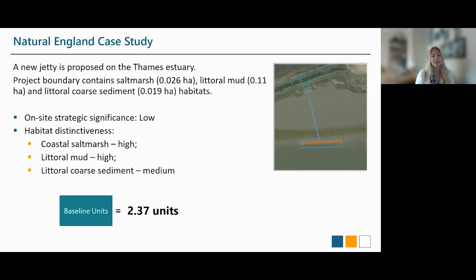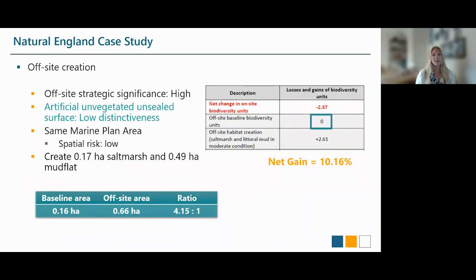Effectively, when you add all of that together and put it into the metric, this area has a baseline biodiversity unit value of 2.37 units. Our developer is then going to contract a landowner to undertake some habitat creation off-site. In this example, the land is adjacent to our development, and the landowner is going to build a tidal exchange scheme where seawater can flood in and out by breaching the seawall.